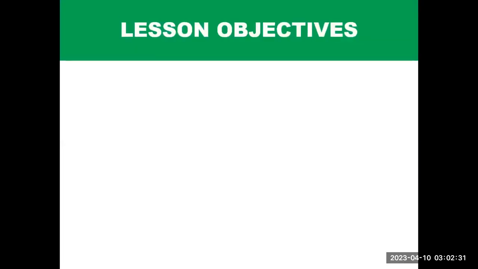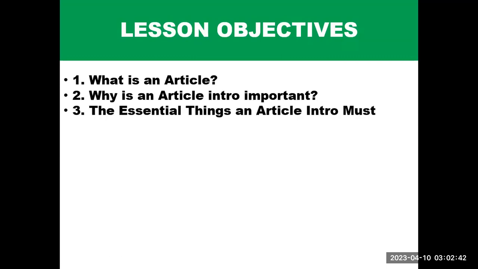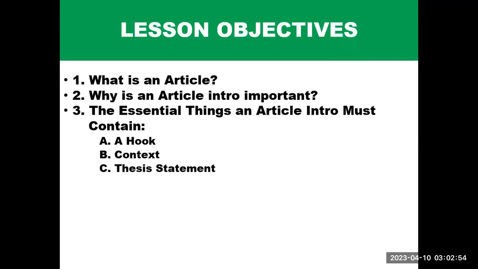First, let's look at the lesson objectives. Number 1, what is an article? 2, why is an article intro important? 3, the essential things an article intro must contain, which include the following: A, hook; B, context; C, thesis statement; and D, transition. Let's discuss these items one by one.